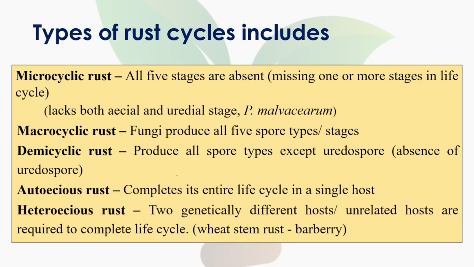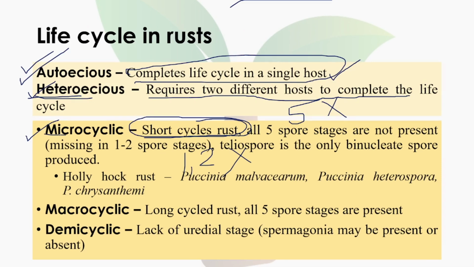For example, if you take a look at the microcyclic rust, mostly the aecial and uredial stages are both absent, especially in the case of Puccinia malvacearum. This aecial and uredial stage is absent. Mostly these uredial and aecial stages are absent. So microcyclic means short-lived life cycles are present.